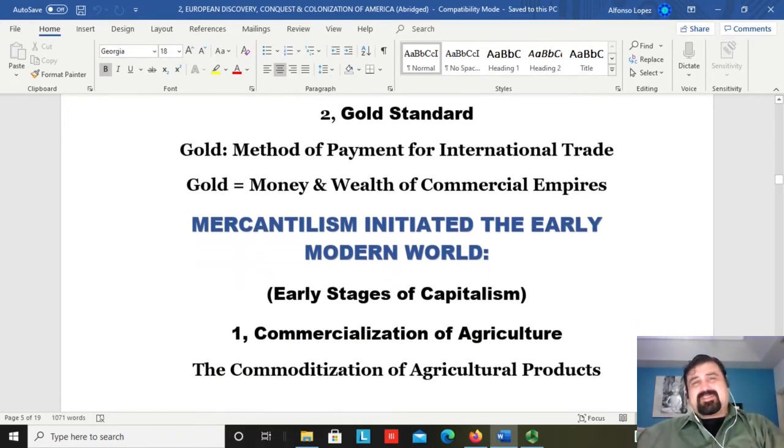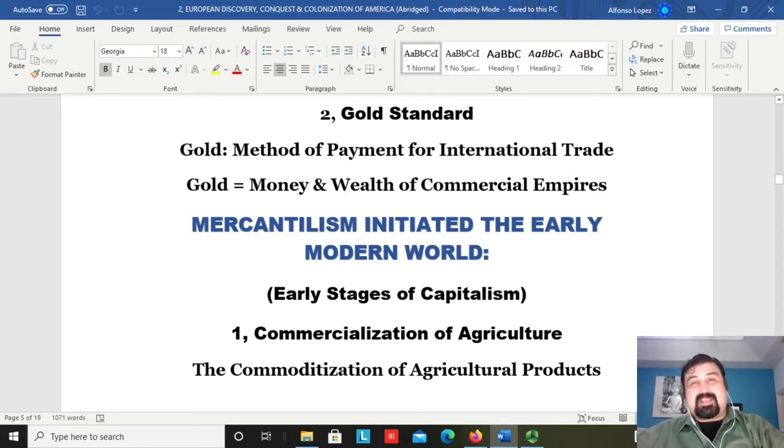And the other one, of course, is the gold standard. Mercantilism also introduced the idea that gold was very valuable and it was the source of wealth. It was money, in other words. This is what ultimately will make anybody wealthy.